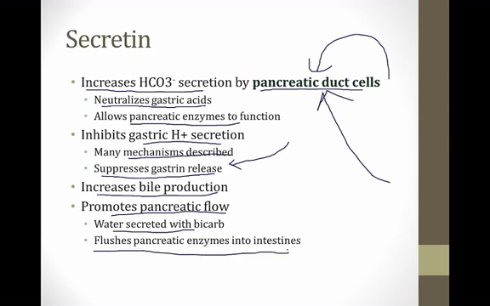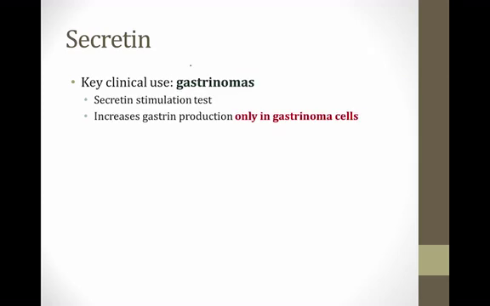So a key clinical use of secretin is in gastrinomas, which are those rare tumors I talked about a few slides ago. There is the secretin stimulation test. Normally, secretin suppresses gastrin production. However, in patients who have gastrinomas and gastrinoma cells, secretin has the opposite effect. It increases gastrin production, and that's one of the ways to diagnose a gastrinoma.